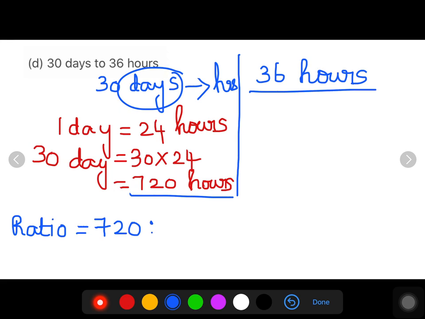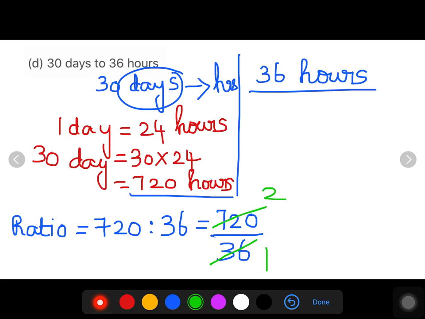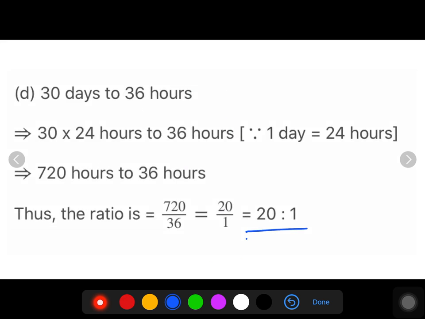Therefore the ratio is equal to 720 is to 36. Now you need to simplify this ratio. You will write this as a fraction, 720 divided by 36. Now you can divide it by 36. See, 36 ones are 36, 36 twos are 72. So it is 20. So your answer will be 20 by 1 and the ratio is 20:1. So you will write down the answers like this.